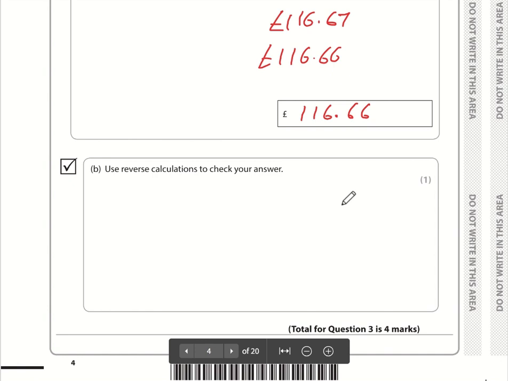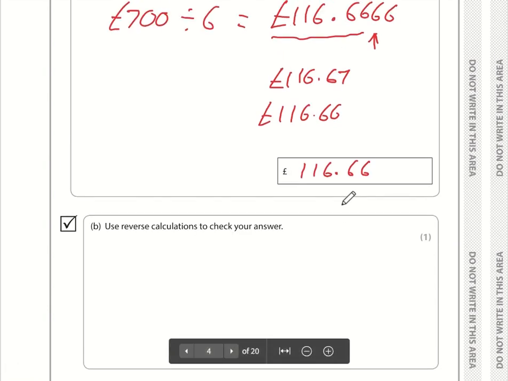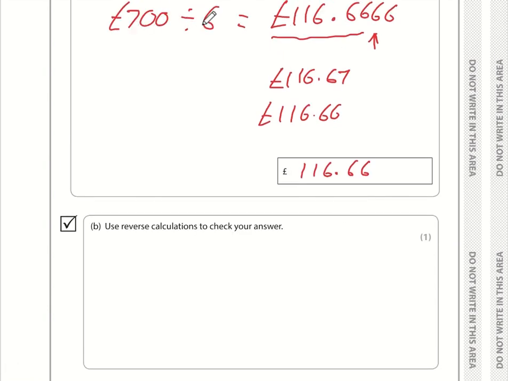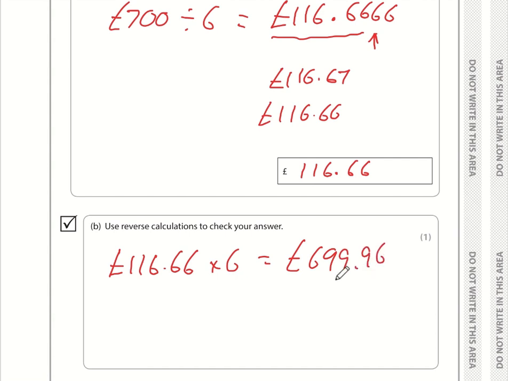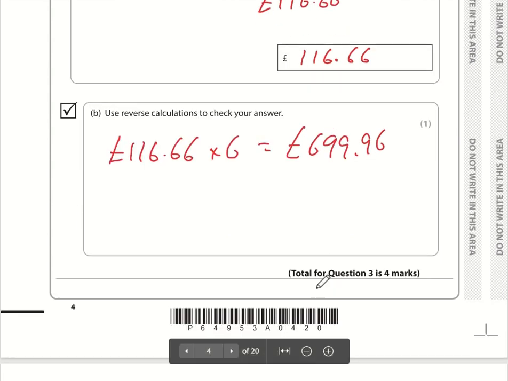Use the reverse calculations to check your answer. So what we've done here is we've done 700 divided by 6 gives us this figure here. So let's try this the other way around. Let's do 116.66, and we are going to multiply that by 6. Now, because this has been rounded, we are not going to get £700 exactly, but hopefully we'll get something pretty close, and we get a total of 699.96. So that's pretty close to 700. So that tells me we've definitely done the correct thing.